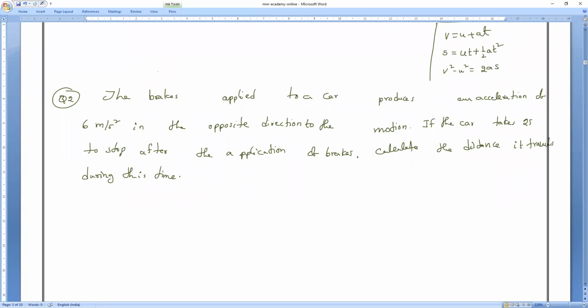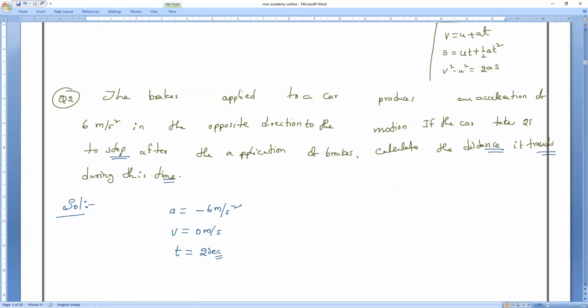Okay. Observe very carefully. Given data, tell me. Acceleration is equal to minus 6 meter per second square. Came to rest, so final velocity is 0 meter per second. Time taken to come to rest is 2 seconds. Sir, we need to find the initial velocity also. Yes, they are asking to calculate the distance it travels during this time. So if you want to calculate the distance, you need to know two things.